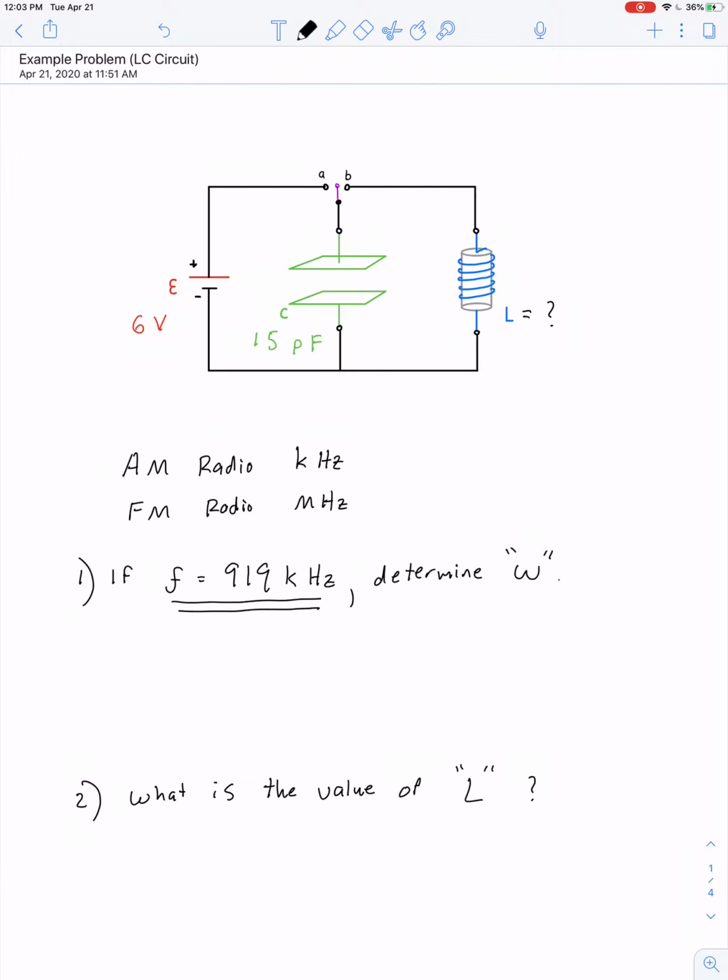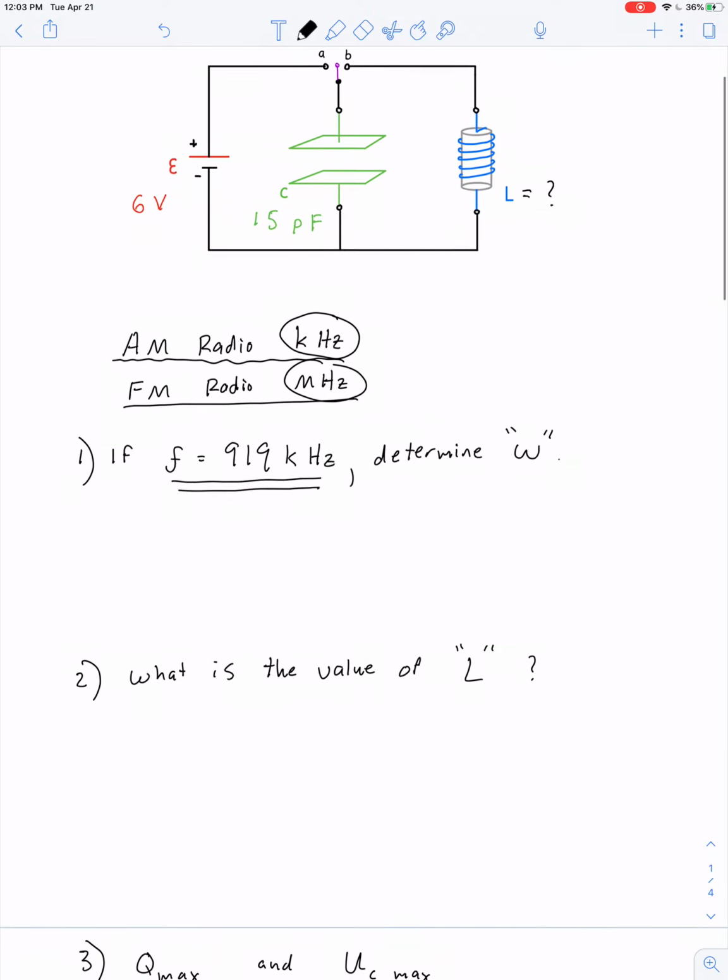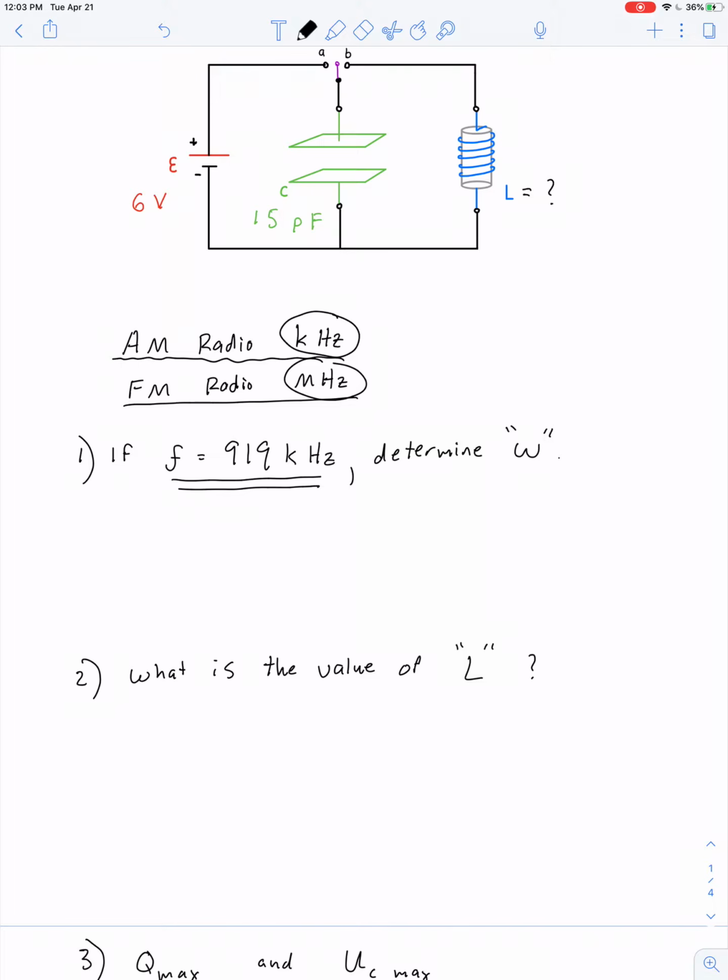Now you may have noticed before that the AM band of your radio is expressed in kilohertz, where the FM band of your radio is expressed in megahertz. So if you want, you can think of this as a radio frequency somewhere just a little below 1,000 kilohertz, 919 kilohertz.